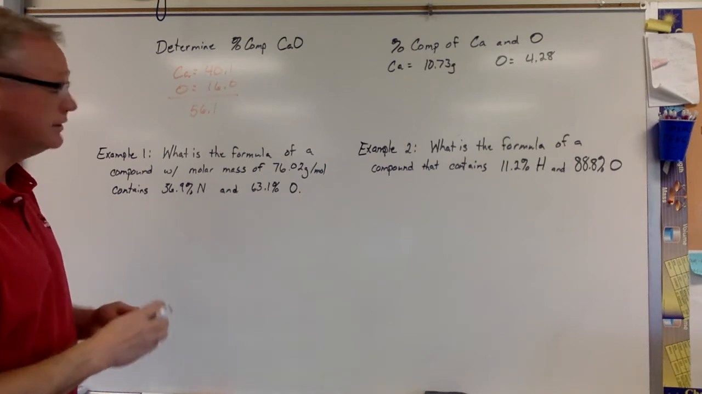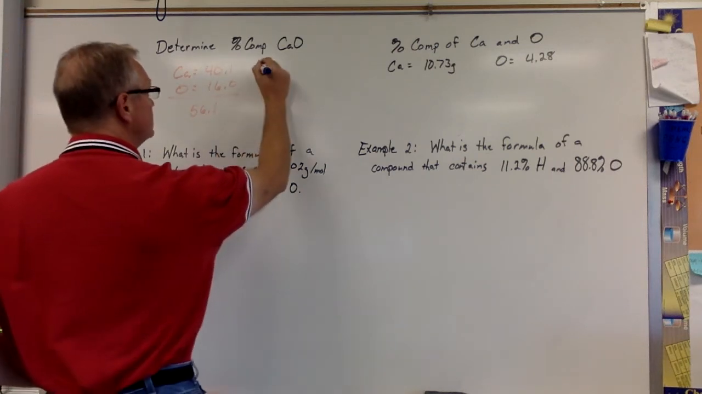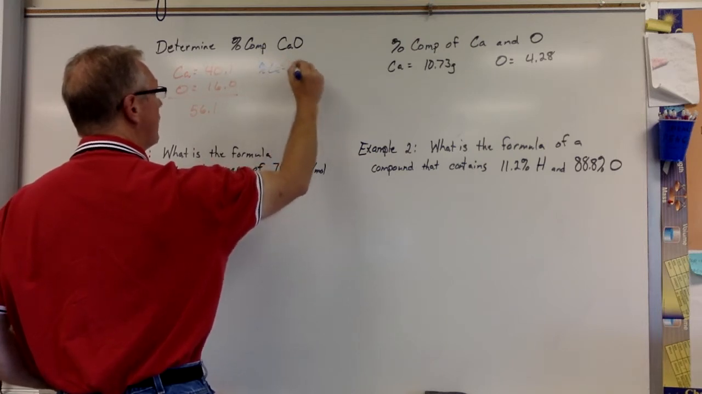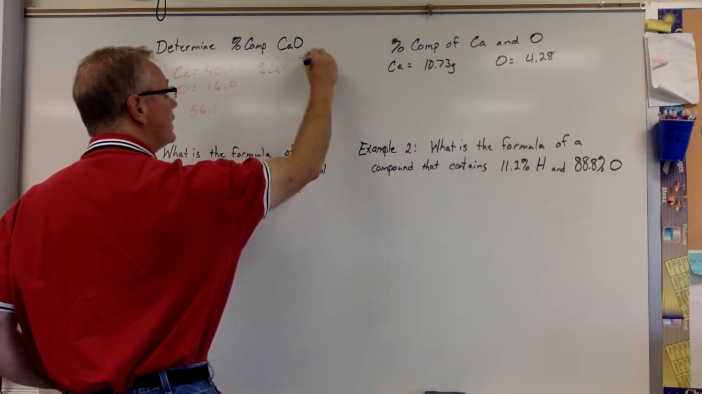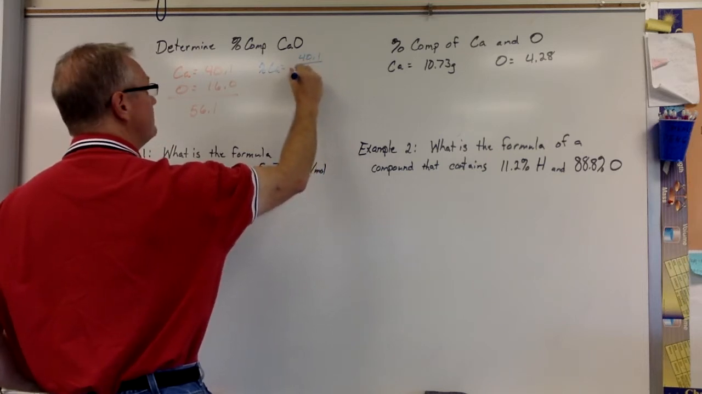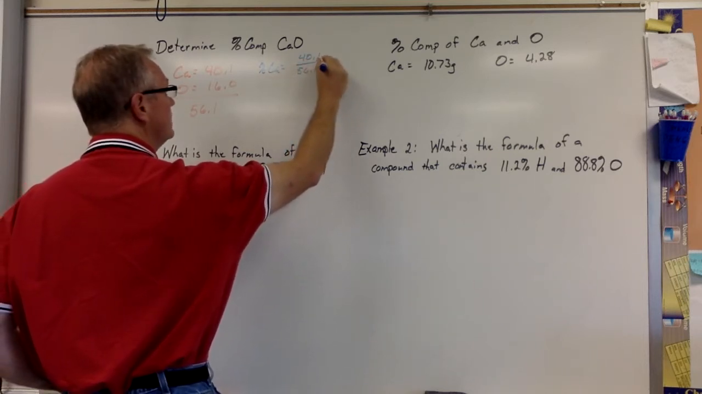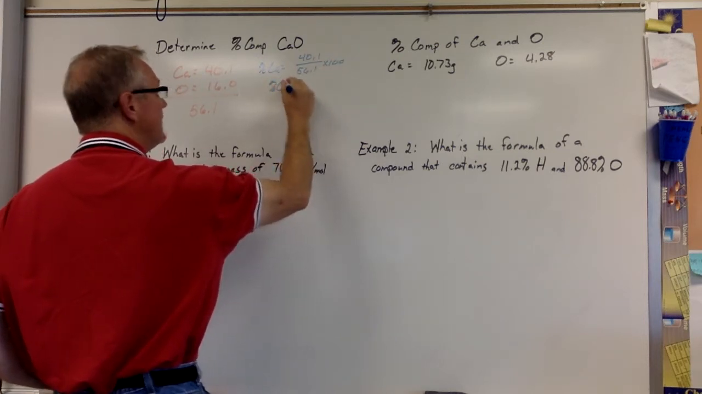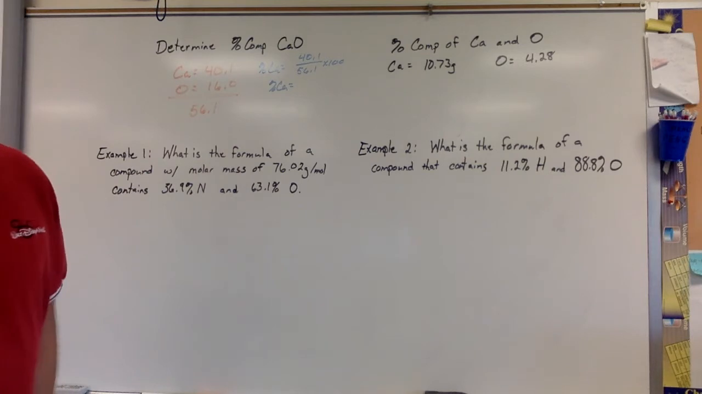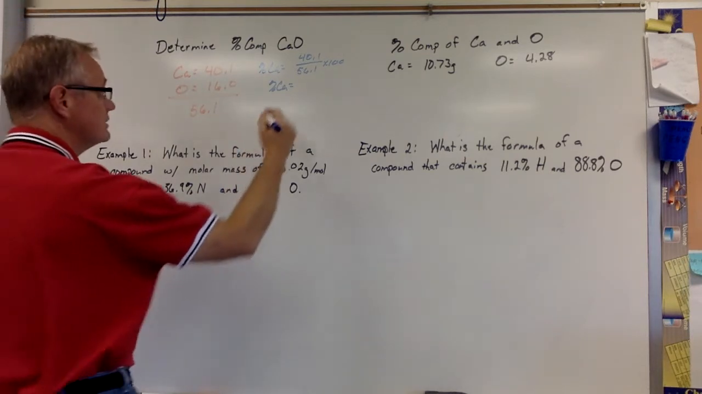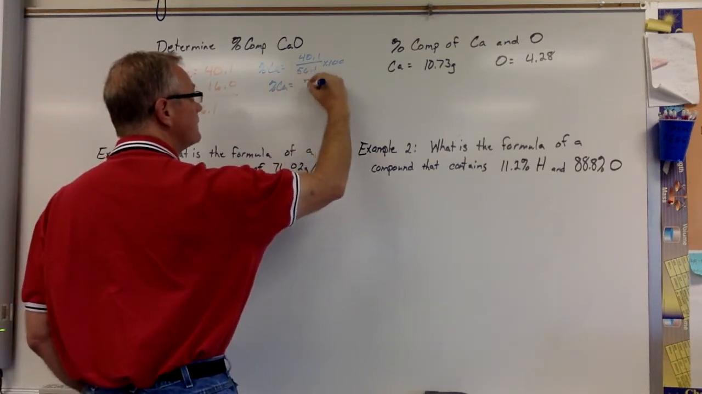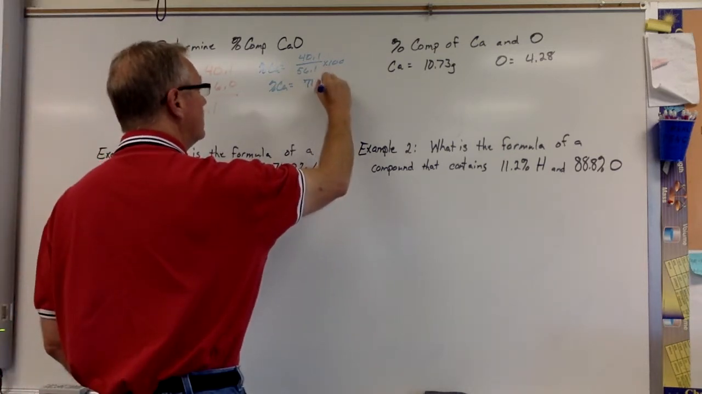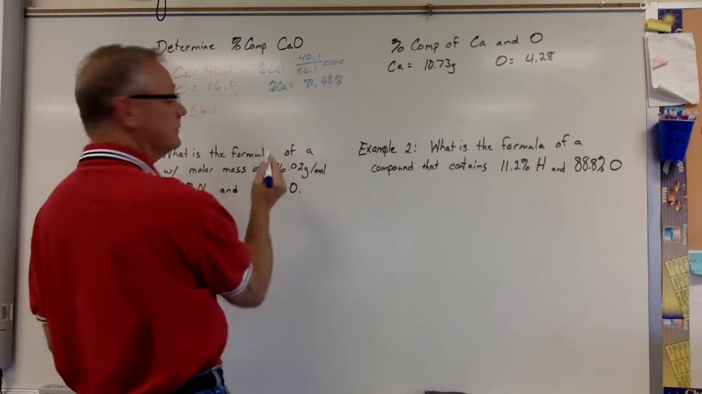The next thing I want to do is determine the percent of each one. The percent of my calcium is going to be part, which in this case is 40.1, divided by 56.1, times 100. So guys, when I do that math, I come to find out that the percent is going to be 71.48%. And that's going to be calcium.